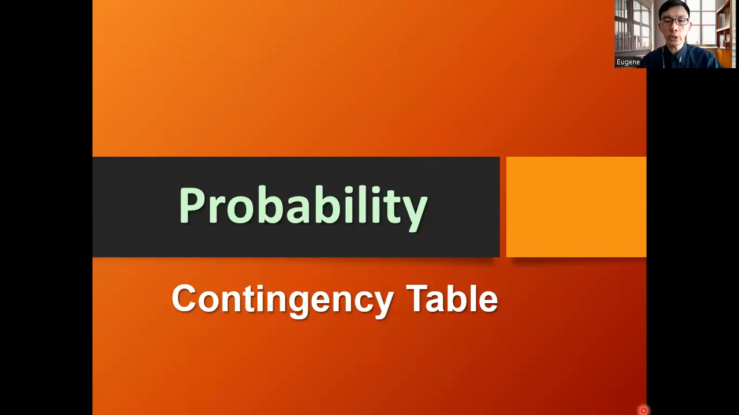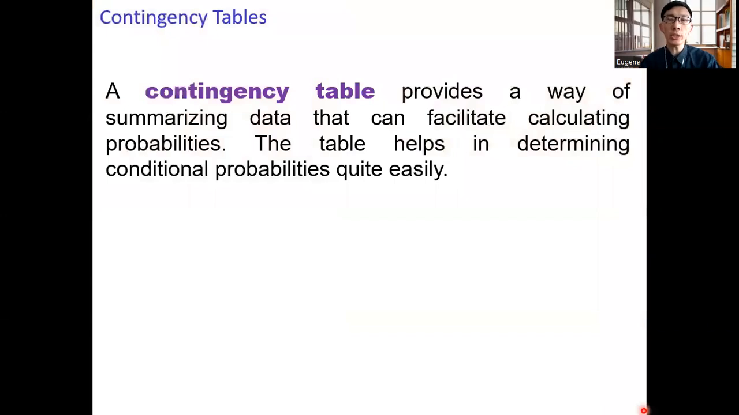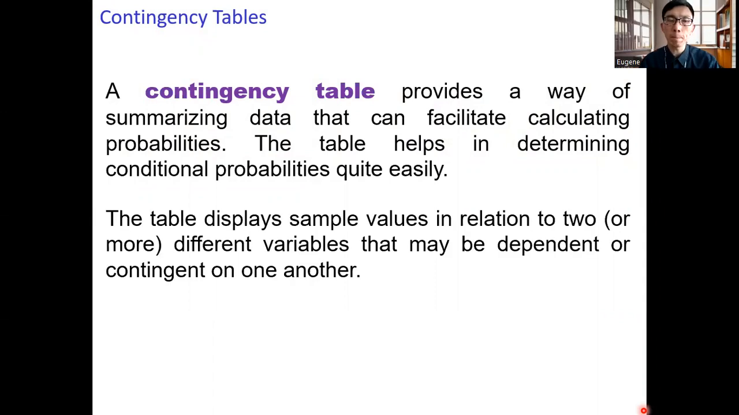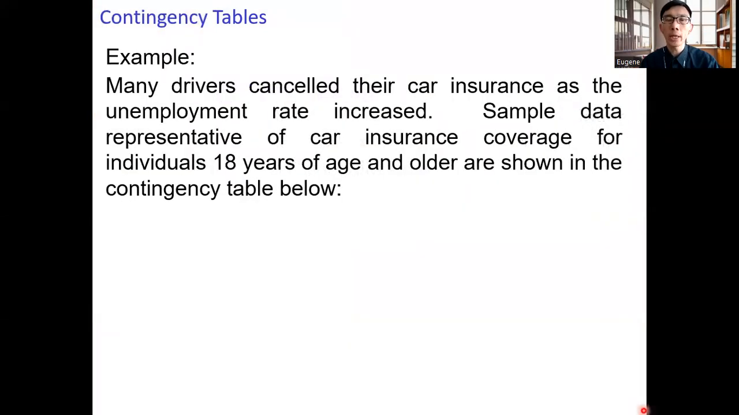Hello everyone. In this video, we talk about contingency table. A contingency table provides a way of summarizing data that can facilitate calculating probabilities. The table helps in determining conditional probabilities easily. The contingency table displays sample values in relation to two or more different variables that may be dependent or contingent on one another. Here we will use a scenario to go through some probability questions.